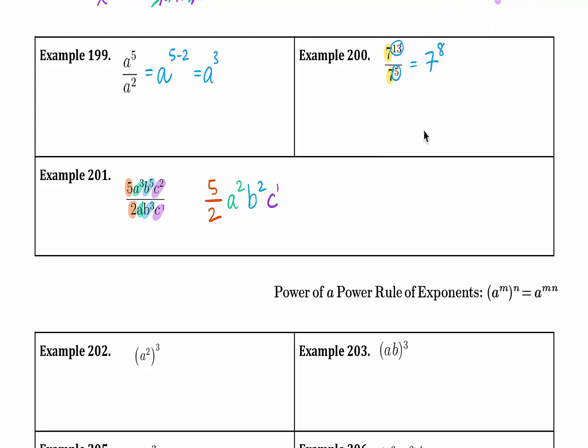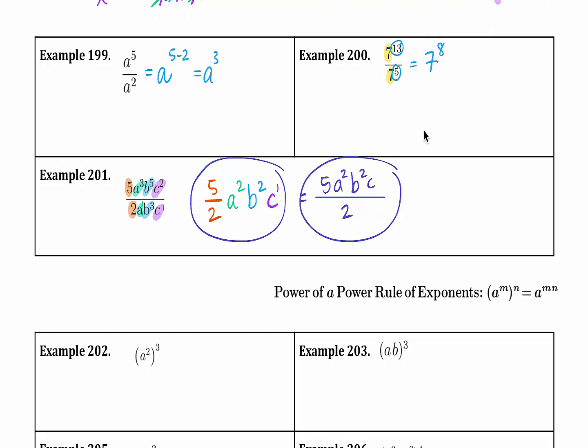You can write it either way. So 2 ways you can write your answer. You can leave it like this. A lot of times you might see this written like this. The 5 will go in the numerator along with the a, the b, and the c. And the 2 will be in the denominator. You can write it like this or this, both are correct.